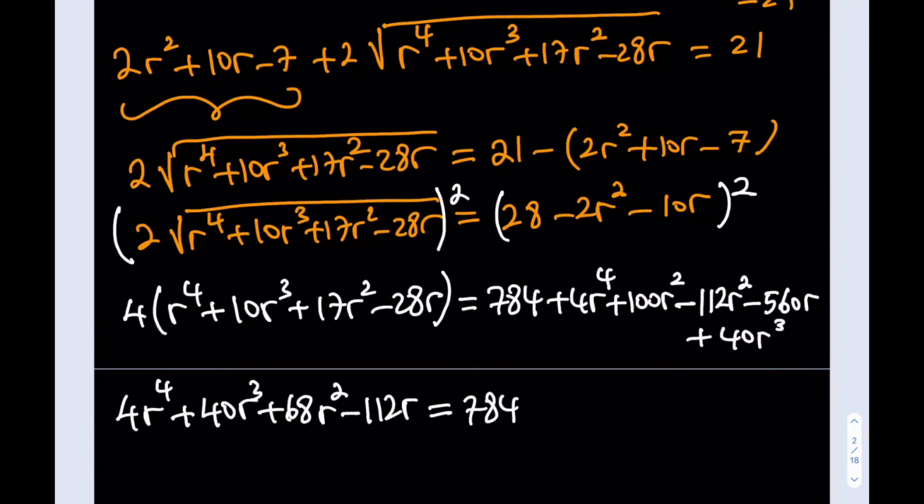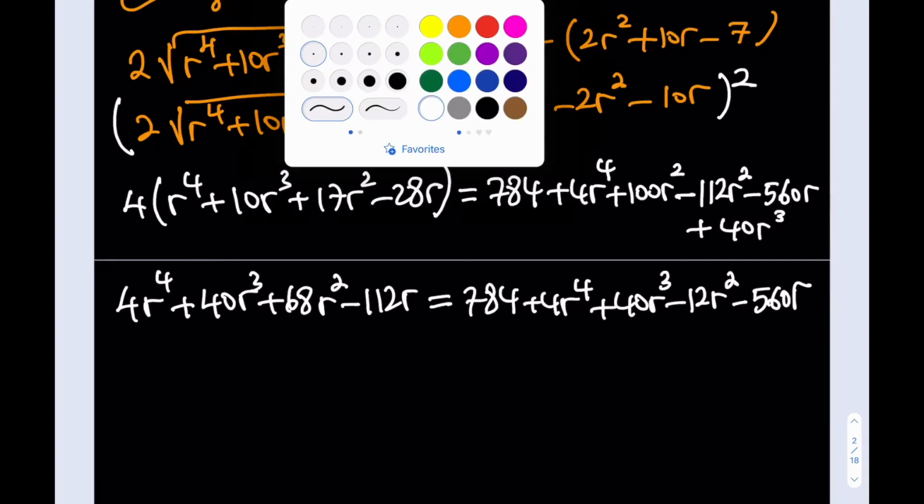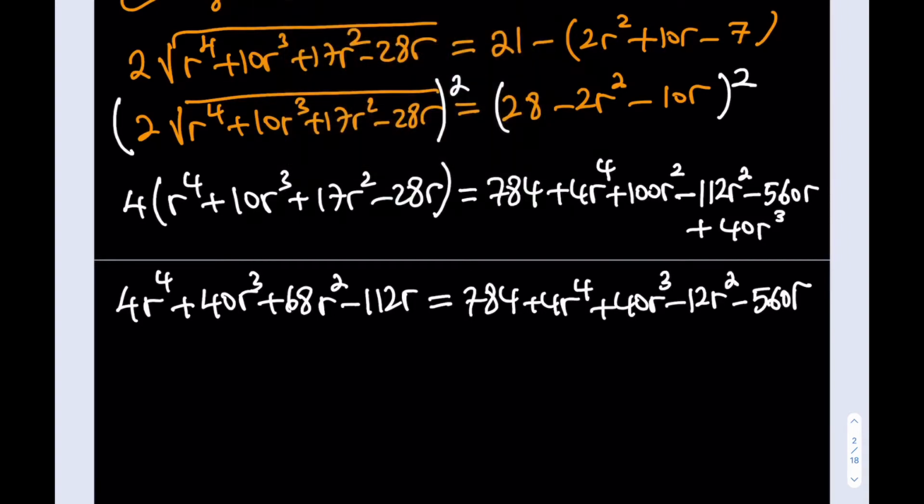This is going to be 784 plus 4r to the 4th. Now I have 40r cubed. Notice that. And I have 100 minus 112, so that's going to be a negative 12r squared. And finally, I have minus 560r here. Okay, awesome. Now, what can I do with this? Well, the good thing is that a lot of these things are going to cancel out. Not a lot of them, but at least the bigger ones. So these two terms cancel out, which is very nice.